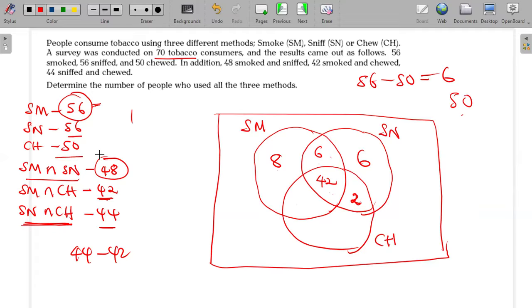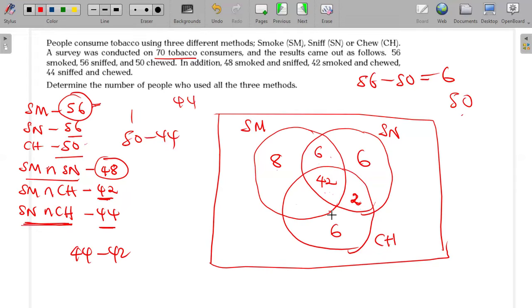And then the other one here, they're talking of those that chewed. So those that chewed, we are going to add 42 plus 0, plus this 2, which gives us 44. So 44, then we subtract from the 50. So 50 minus 44 will give us 6. So this 6 here represents those that chewed only.